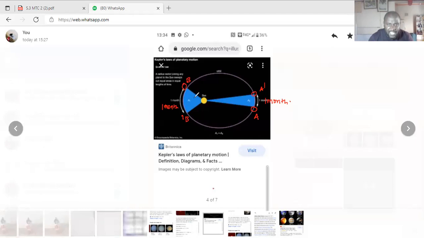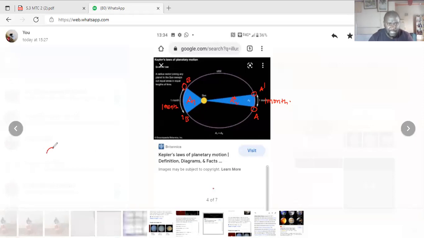Then area 1 is supposed to be equal to area 2. So the law of equal areas says that the imaginary line joining the sun and the planet moving sweeps out equal areas in equal time intervals.